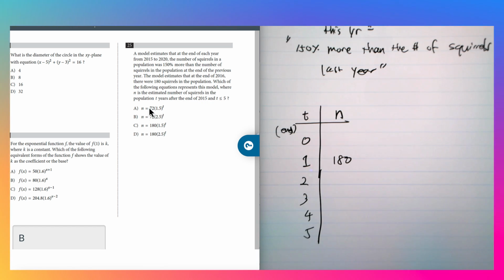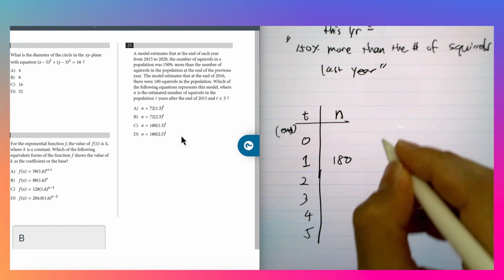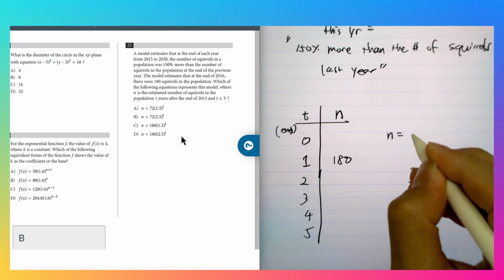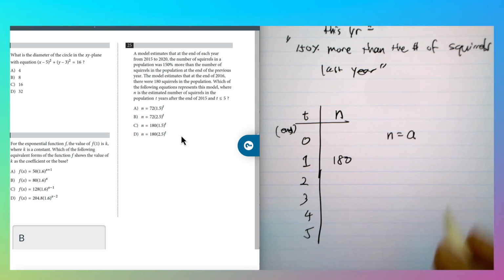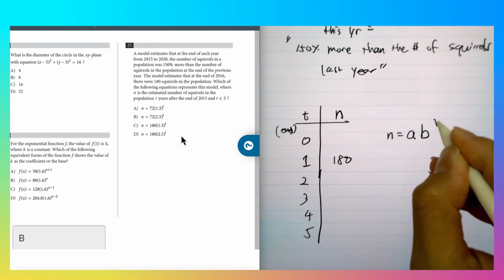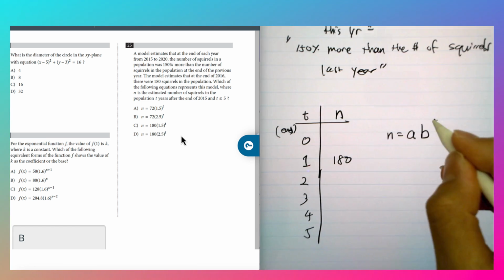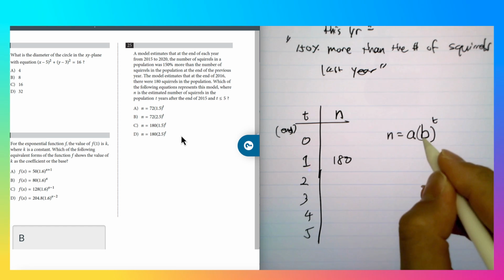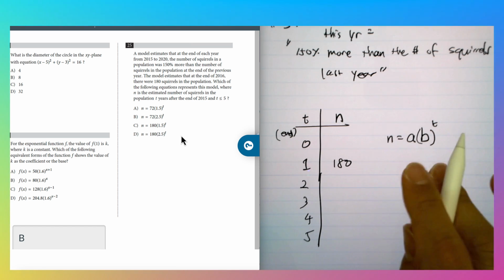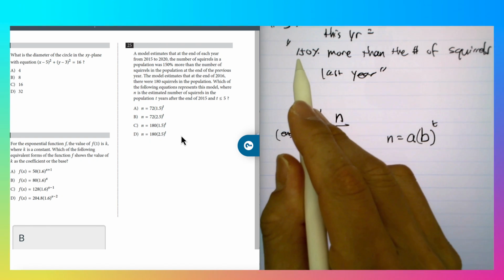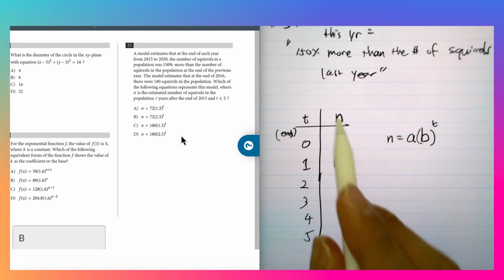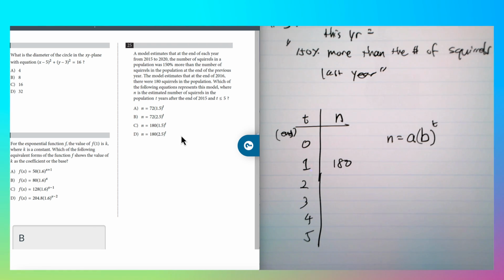and if you look at all the answer choices, we have an exponential function. So we have n equals, and for the exponential function, we have the original population, and then b to the power of x. But instead of x, we're going to get t because that's our independent variable, and we need to find b here. So the key for finding this exponential base is to interpret the 150% more than the number of squirrels last year. So every year you're going to get 150% more.